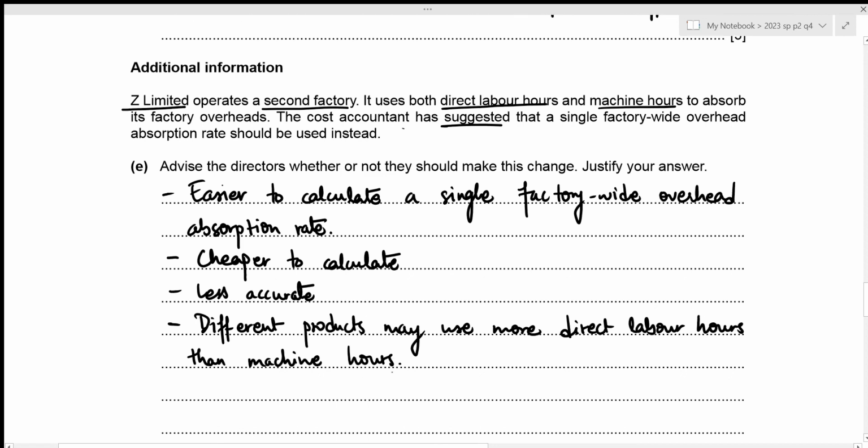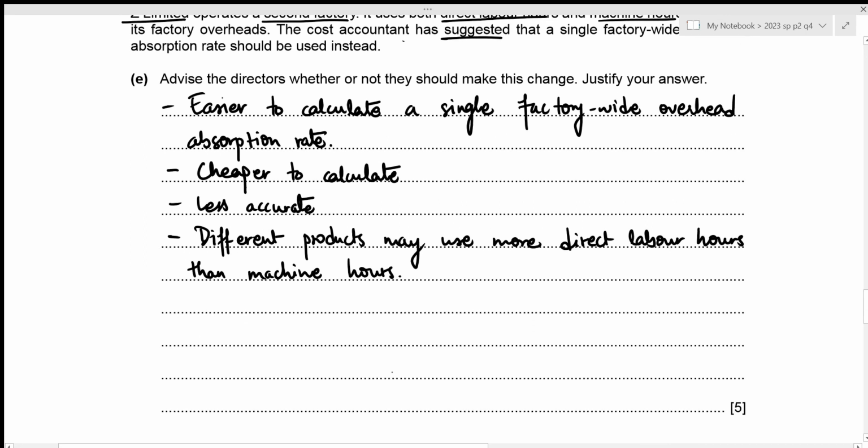Now, based on these factors, we need to advise the directors whether or not they should make this change. Personally, I would advise the directors to not make this change because we know that a single factory-wide overhead absorption rate would not be very accurate, and that inaccuracy could also be reflected in the selling prices, which could lead to less profits being made by our company. Let's write it down. The directors should not make this change.